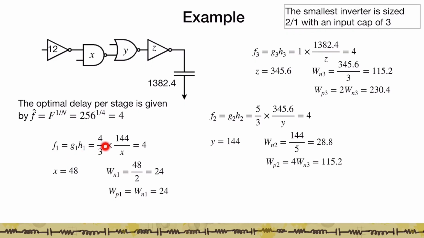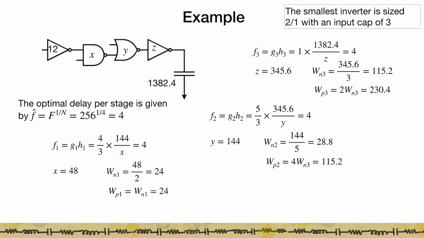So that's 4 by 3 into 144 by X. It's equal to 4, gives us X as 48. This is a NAND 2 gate, and in the NAND 2 gate, both the NMOS and PMOS are sized equal, of 2 and 2. Therefore, the NMOS is sized at 24 and the PMOS is sized at 24. Right? So by knowing the input and the output capacitance and the various gates available in the path, one can calculate the delay of the path.